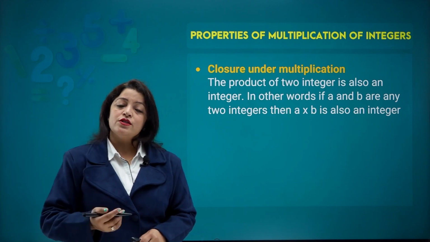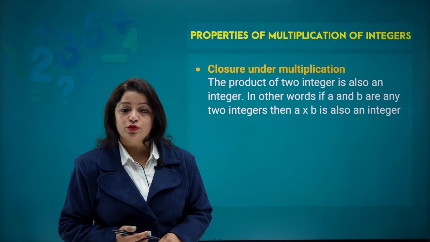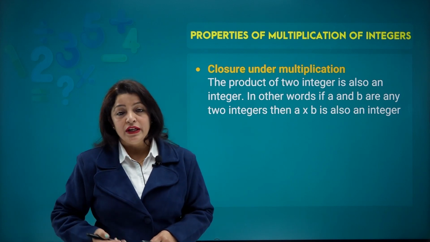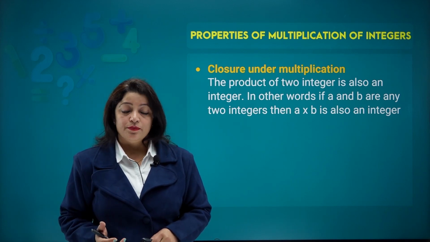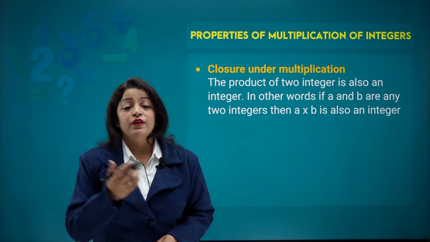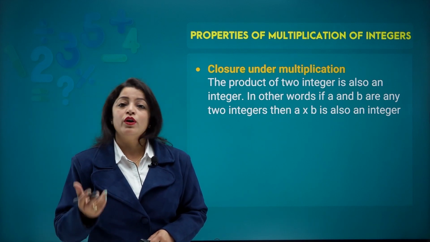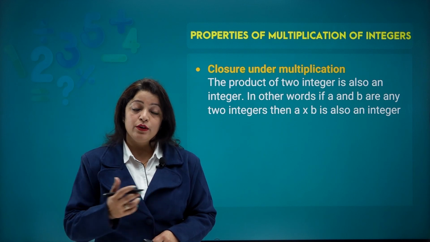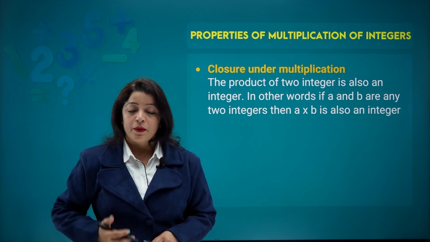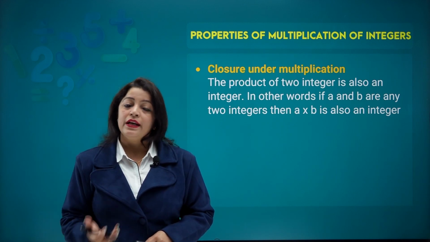So the first property is closure property under multiplication for integers. Now again, it is just similar to what we have done previously also. If the product of two integers is also an integer, then we say that if a and b are any two integers, then what is their product? The product is a into b, that is a multiplied by b. So the product will also be an integer.